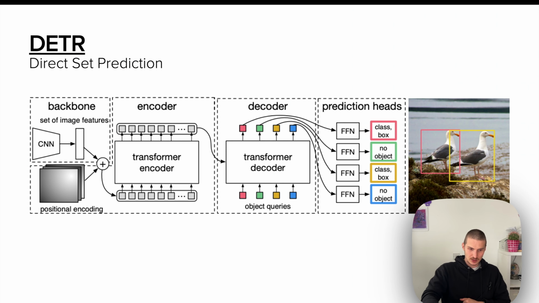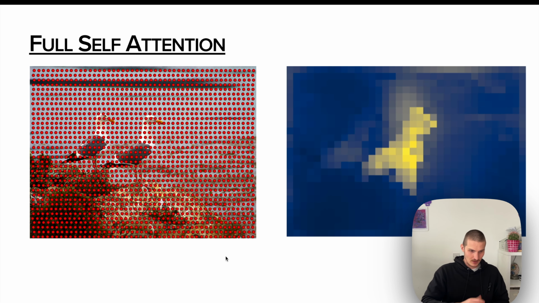Next, deformable Detr. So in Detr, we have this transformer encoder and transformer decoder. And the problem with transformers and self-attention is that the complexity of the calculation scales quadratically with the sequence length. And for images, sequence length itself scales quadratically with the size of the edge of the image. So we have quadruple scaling on the resolution, basically.